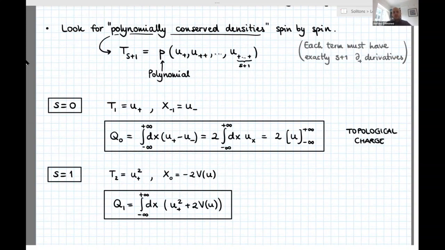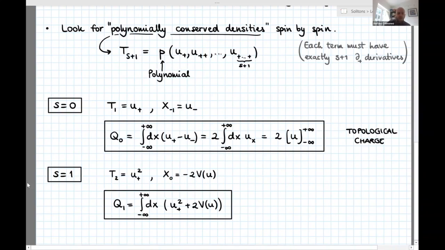Following this general strategy, we managed by the end of last lecture to construct conserved charges of spin 0 and 1. So for spin 0, we saw that t was equal to u plus and x was equal to u minus, and that allowed us to construct the charge q0, which turned out to be a total derivative with respect to x, and therefore that was proportional to the difference of the limiting values of u at plus and minus infinity. And this up to normalization is nothing but the topological charge that we have already encountered.